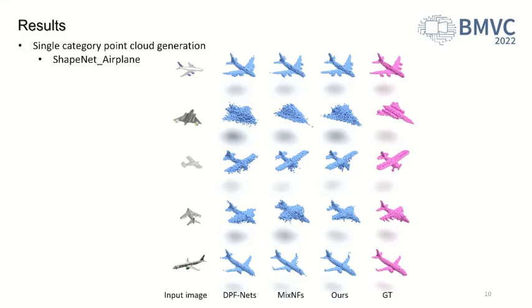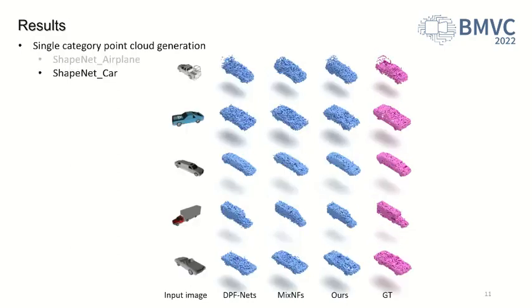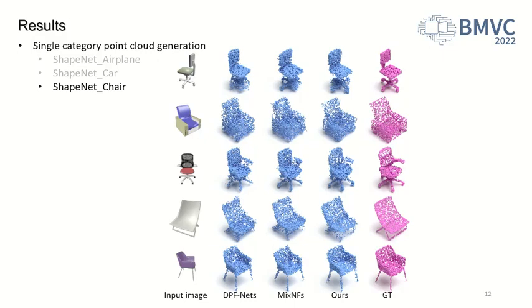Here are some examples on airplane generation. Compared to prior work, 3D point clouds generated by our method demonstrate cleaner global shapes. And here are the car generation examples. Although the single-view input image is sometimes not informative, our method is able to generate more realistic point clouds close to the ground truth. Also, we can generate higher quality point clouds with more local structures, for example, the chair legs and the chair caster wheel shown in the figure.